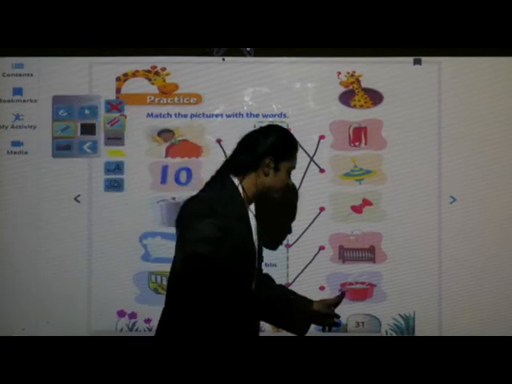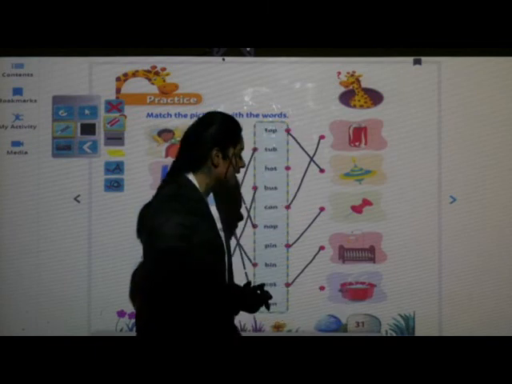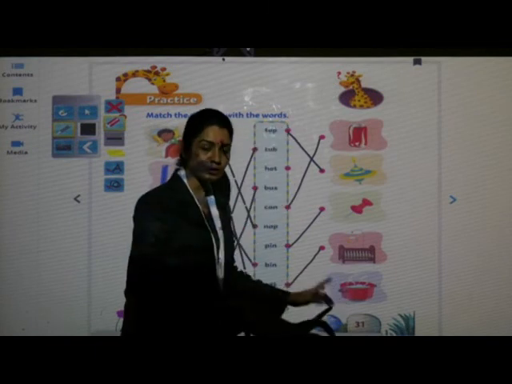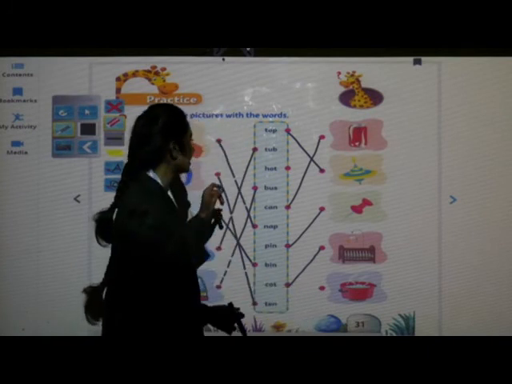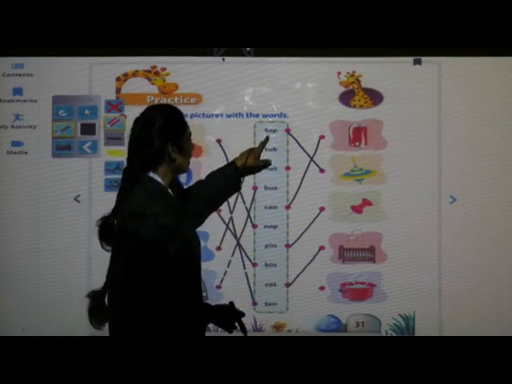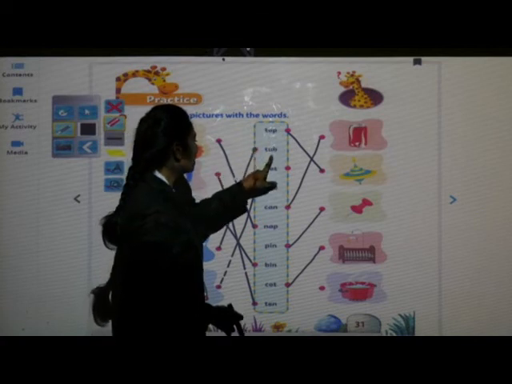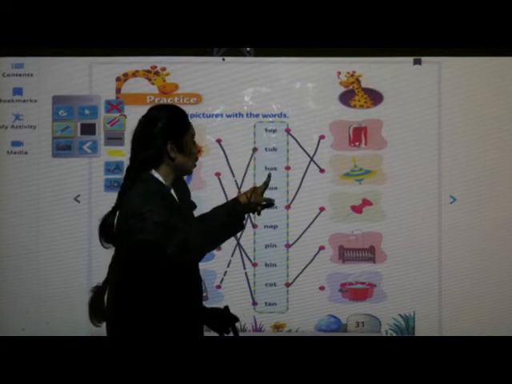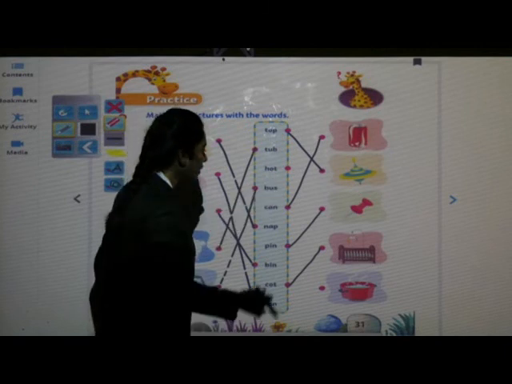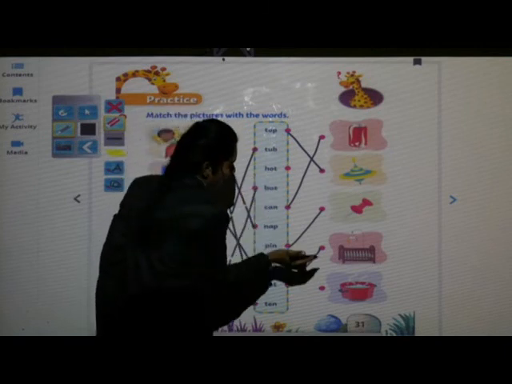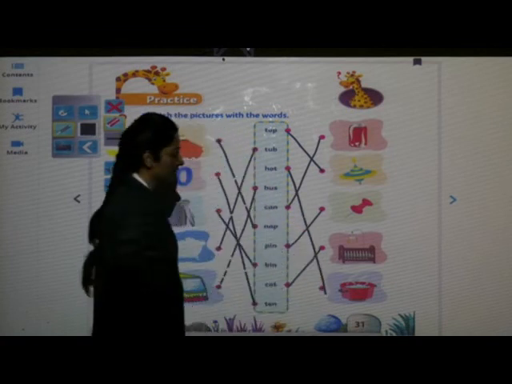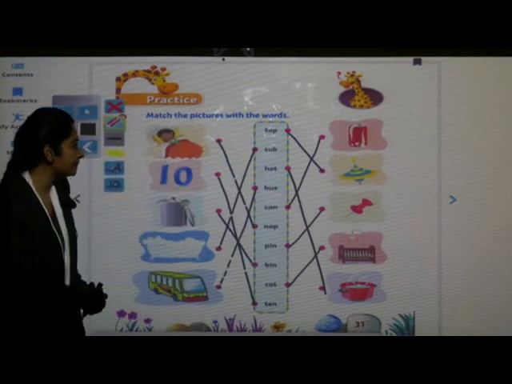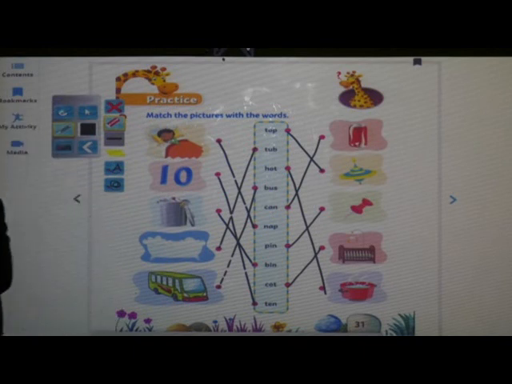Now come to the next picture. Can you see this picture children? Does this look like hot or cold? Hot. Yes. So we'll see the spelling. T-O-P top, T-U-B tub, H-O-T hot. Very good. So, we got the spelling. Say H-O-T hot. What do you have to do? You have to join it. Okay. Have you completed children?